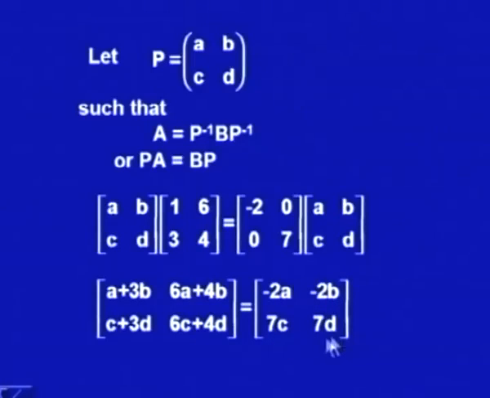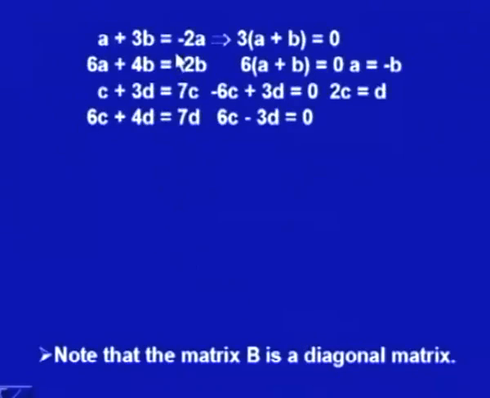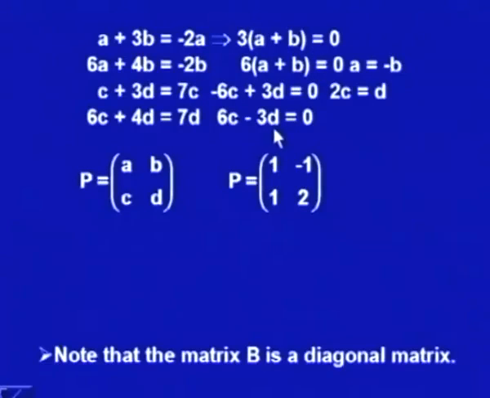and from here if you solve for a and b, then we will have a plus 3b is equal to -2a, 6a plus 4b is equal to -2b, c plus 3d is equal to 7c, and lastly 6c plus 4d is equal to 7d, and from here one can get that 3 times (a plus b) is equal to 0 from these two equations, and that means if you solve these 4 equations in 4 unknowns, we will get a is equal to 1, b is equal to -1, c is 1 and d is equal to 2.